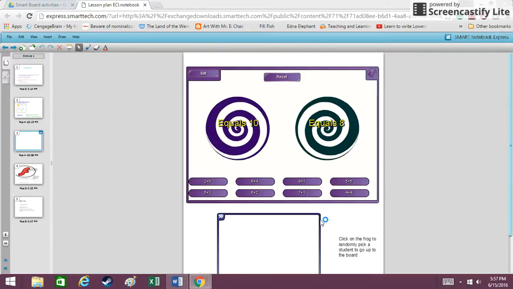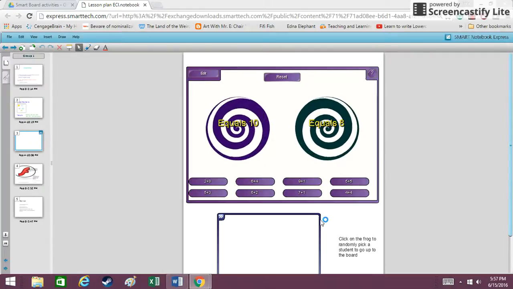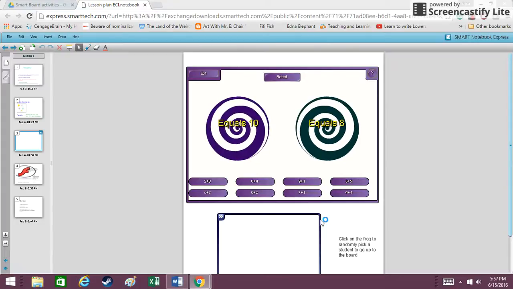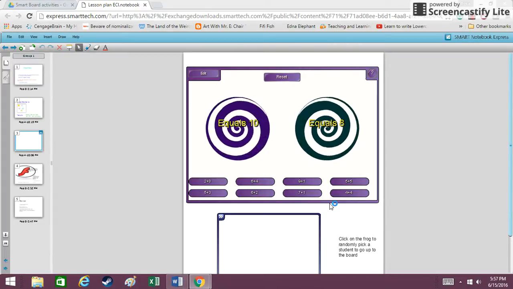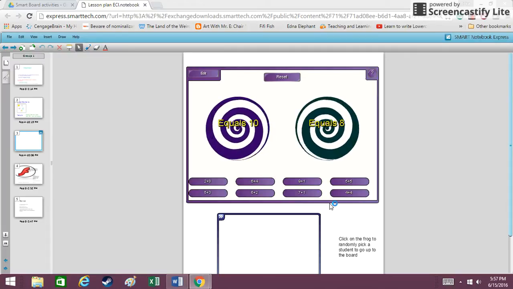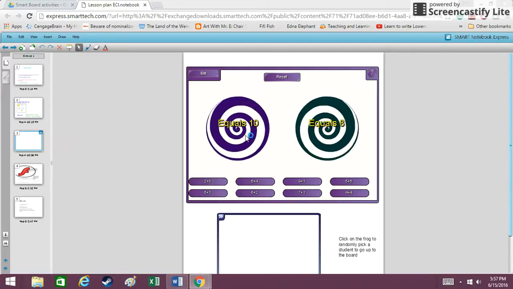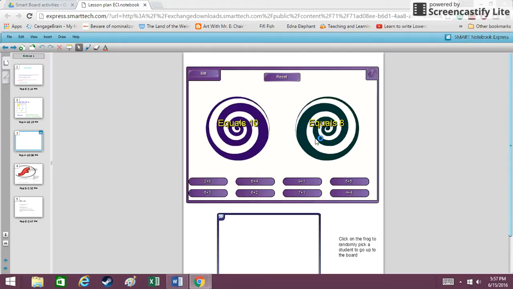All right, guys, come on in and have a seat. We're going to work on the SmartBoard. Now, I hope that you guys have been working on your number problems in your number families because this is going to help you guys a lot. Today, we're going to work on two number families. We're going to work on the family 10 and the family 8.